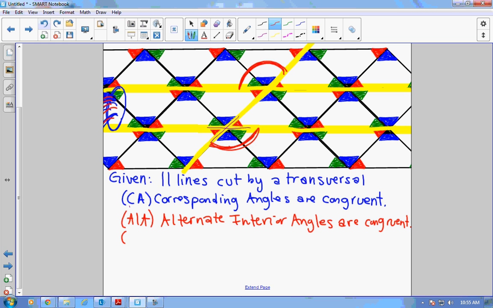Yep. So EIA. Oops, I spelled that wrong. Alternate exterior, AEA. That's what I want. Alternate exterior angles are congruent, given that we have 2 parallel lines cut by a transversal. That's what the given has to be every time. Given 2 parallel lines cut by a transversal, alternate exterior angles are congruent.